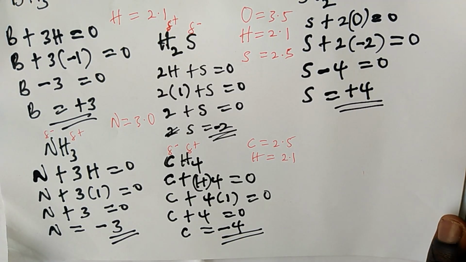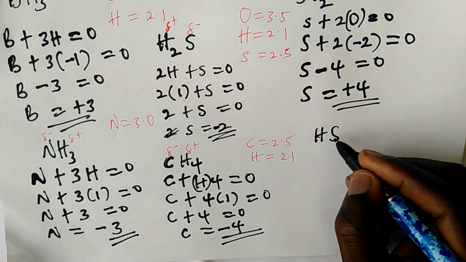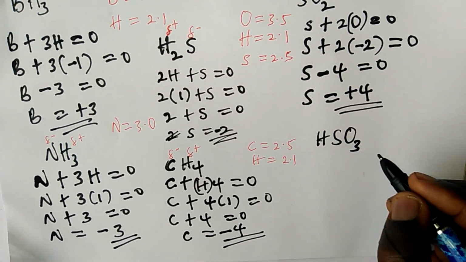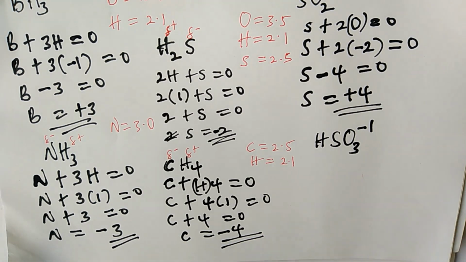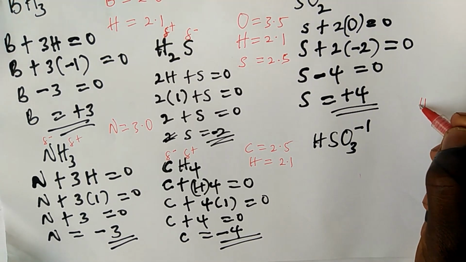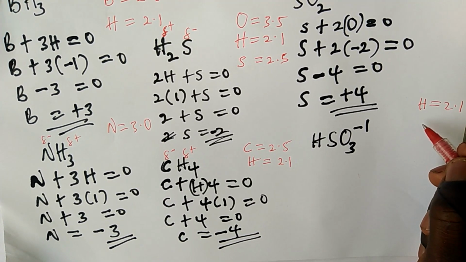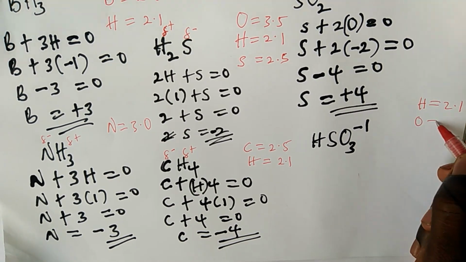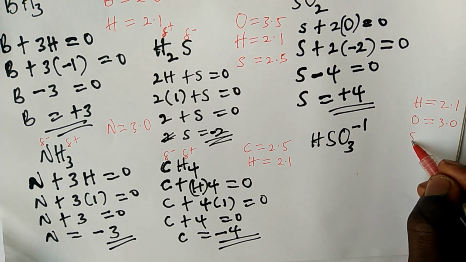Now let's look at the polyatomic ions. Let's say we have a compound like this, HSO3, carrying a minus 1 charge. Now, how do we find the oxidation number of sulfur in this compound? And by the way, let's look at their electronegativity. We know hydrogen has an electronegativity value of 2.1. Oxygen has an electronegativity value of 3.0. Sulfur has an electronegativity value of 2.5.